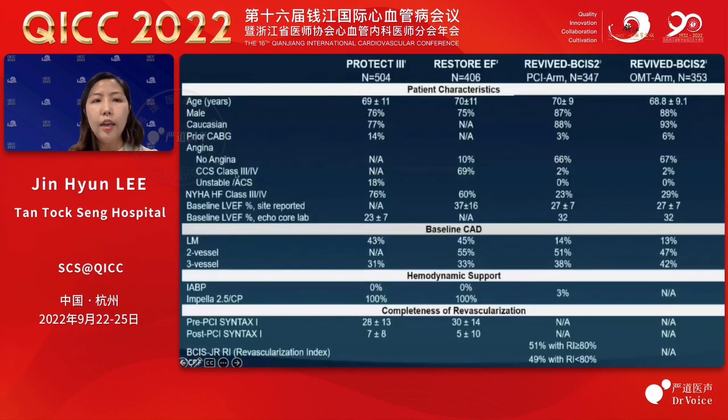If you look at NYHA class 3, the pertinent finding is that in PROTECT 3, 76% of those patients were in NYHA class 3, 60% in RESTORE EF were in class 3, and only one-fifth of patients were in class 3 for this REVIVE group.